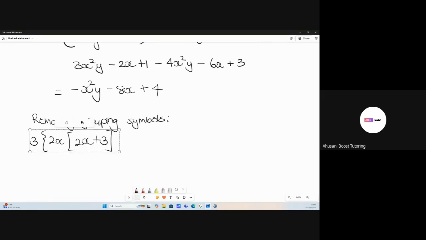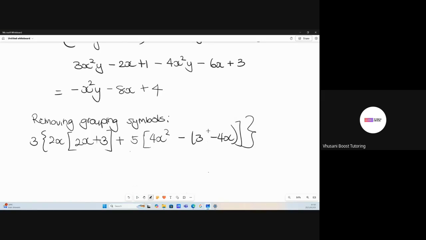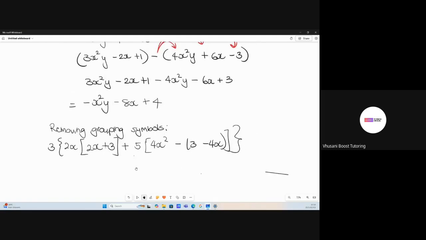So, class 5, my bad. 4x squared minus 3 minus 4x, and then we have this, right? So how do we simplify such an equation, right? They just want us to simplify over here.